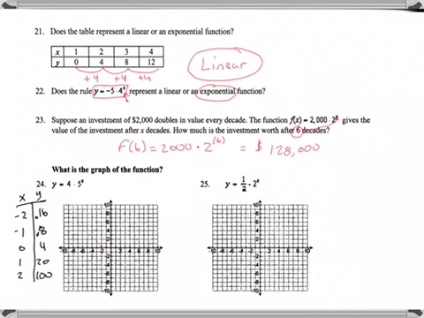So point right there. Point right there. Point up here. And this is off the graph. So I get the general shape of my graph to look something like this.